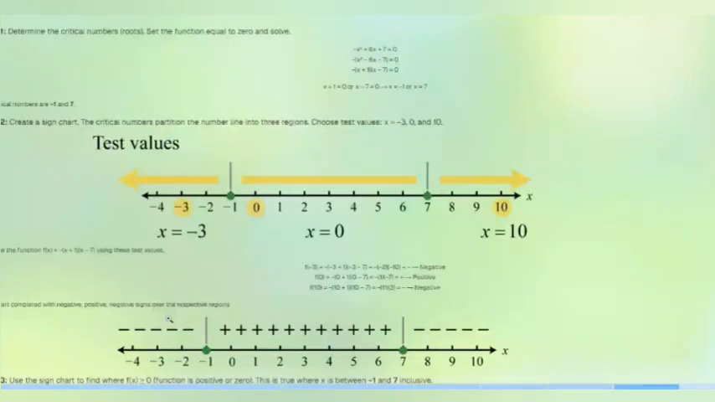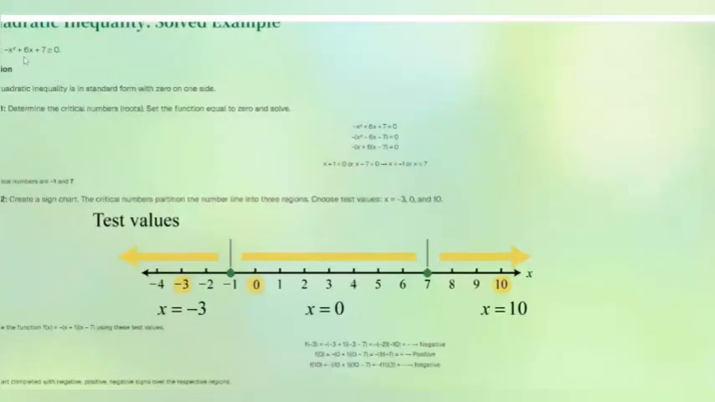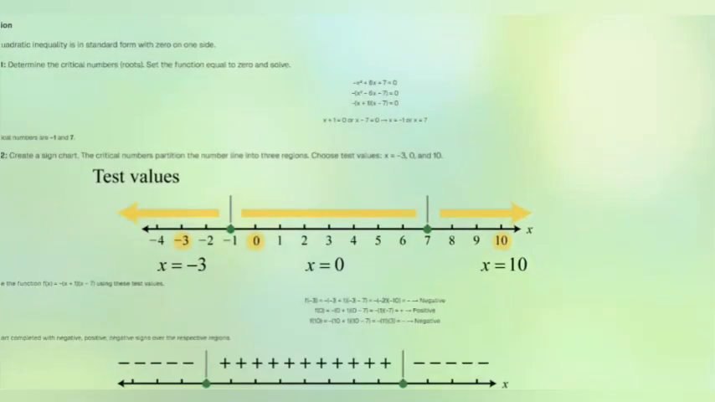Our initial inequality is saying that we want to determine the range of values for which minus x squared plus x plus 7 is greater than or equal to 0. Now, when something is greater than or equal to 0, what does that mean? It means that it's positive, right? Because all the numbers greater than or equal to 0 are positive numbers: 0, 1, 2, 3, 4, 5, 6, 7, and so forth.